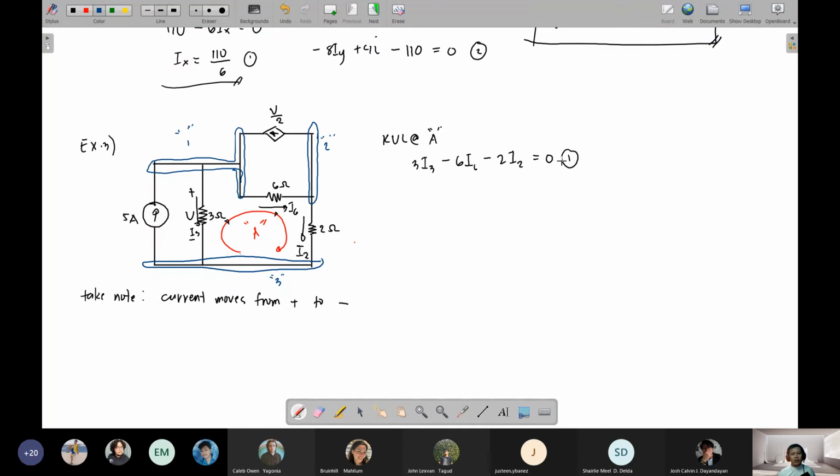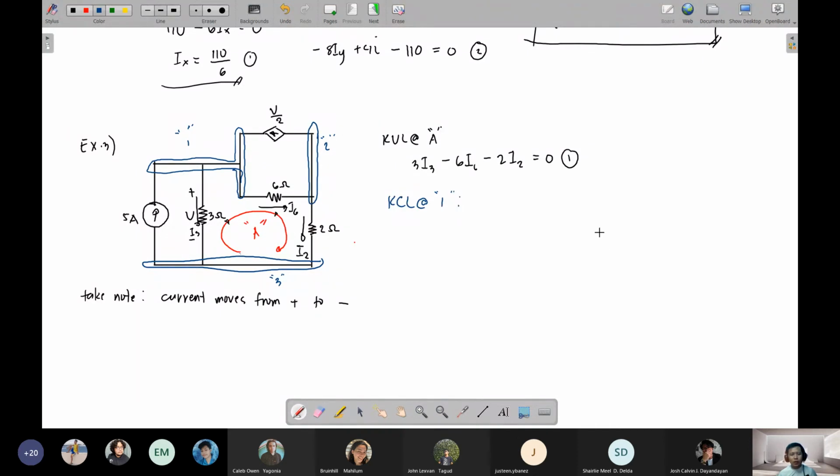Now, since we have 3 unknown currents, we need 3 equations. So we have to apply KCL 2 times. Recall you can only apply KCL to a node where there is no voltage source. But fortunately on this circuit, there are no voltage sources, only current sources. So we can apply KCL at any node here. For me, I will start with KCL at node 1.